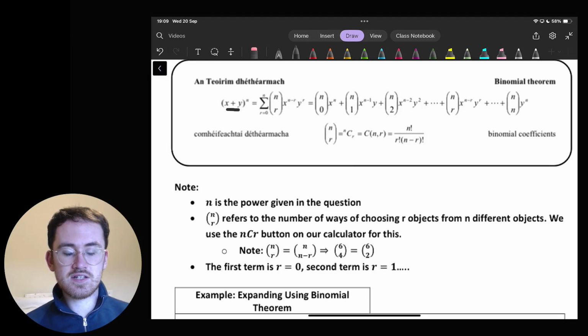We're also using this idea of a factorial, which is something we're going to come back to a little bit later.